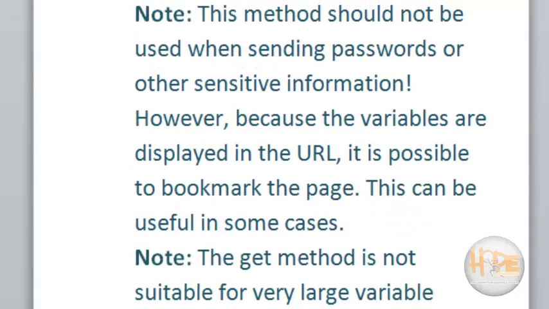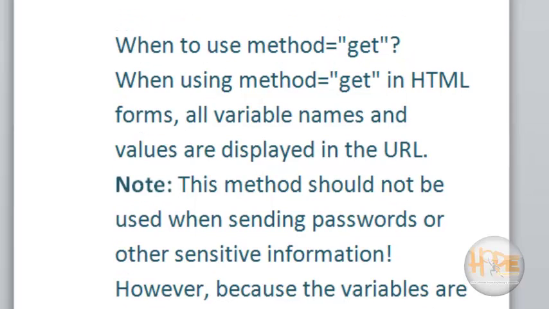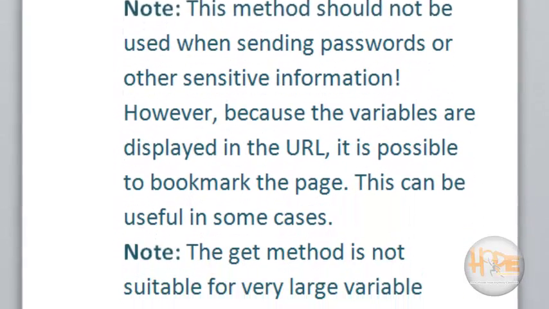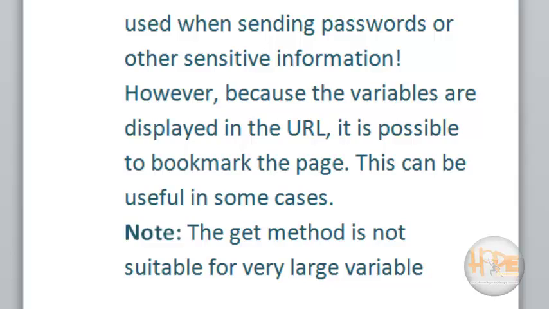Now, when to use this method GET? When using method GET in HTML forms, all variable names and values are displayed in the URL. So, this method should not be used when sending passwords or other sensitive information. However, because the variables are displayed in the URL, it is possible to bookmark the page. This can be useful in some cases. For very large variables, let's see one example for this GET method.